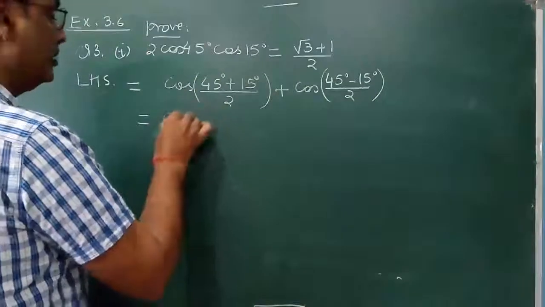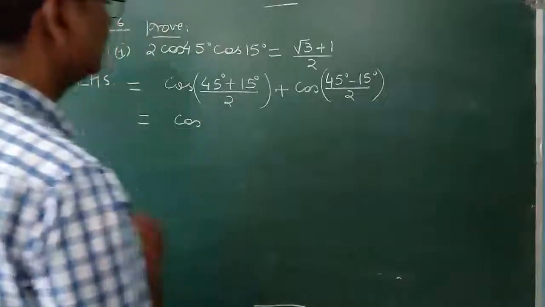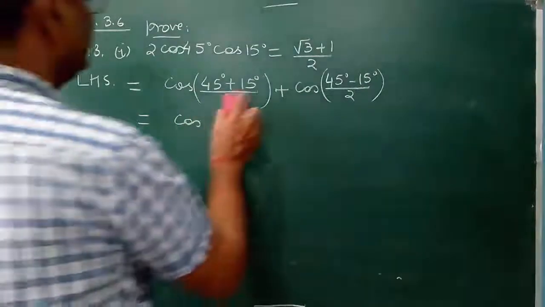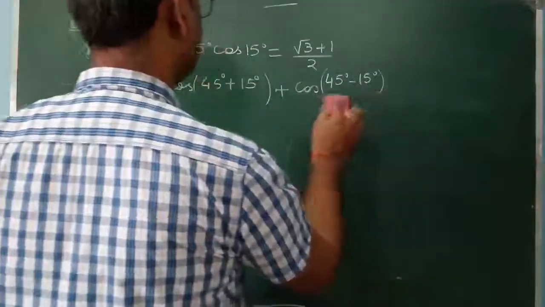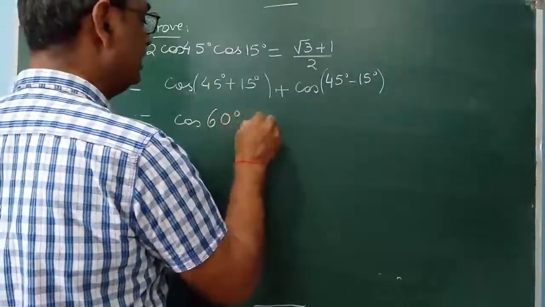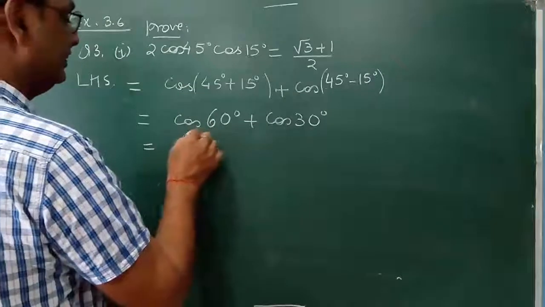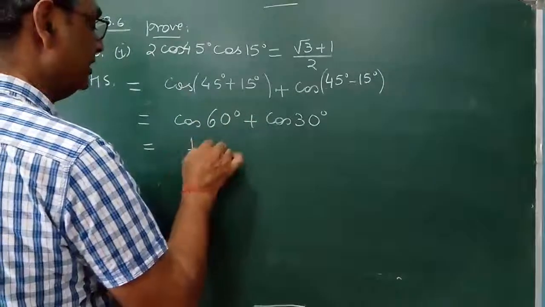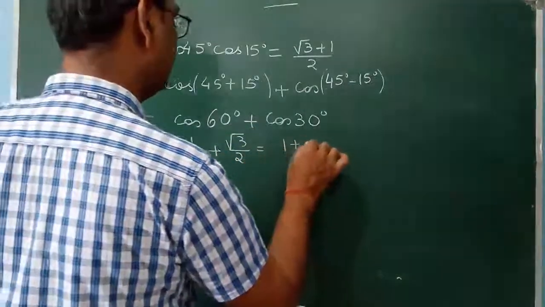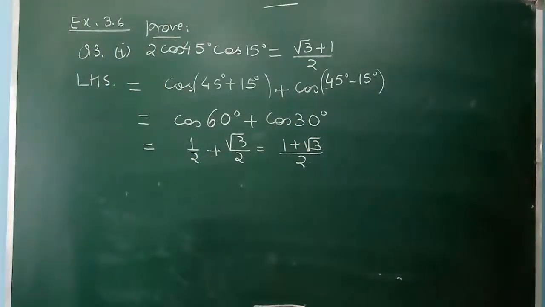So this is cos 60, and here it will be how much? Sorry, this 2 won't be there. Only this one will be there. So here it will be cos 60 degree plus cos 30 degree. Cos 60 is 1 by 2, and this is root 3 by 2, so this is (1 plus root 3) by 2, which is equal to RHS.